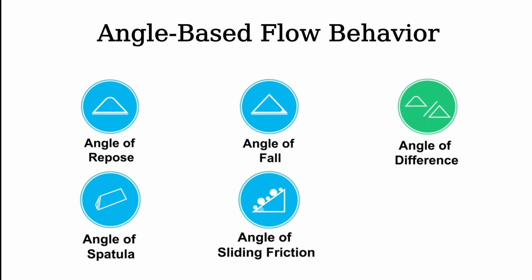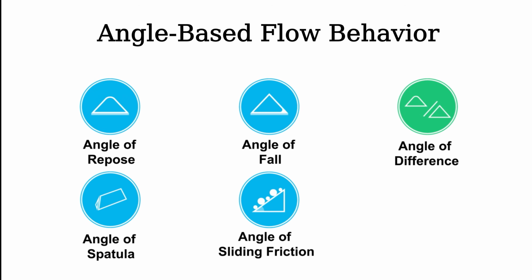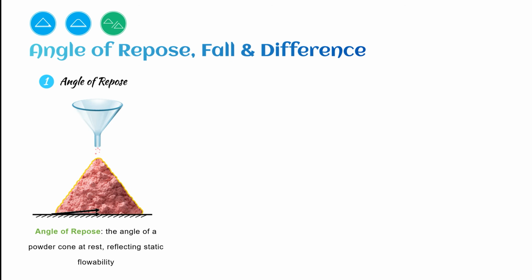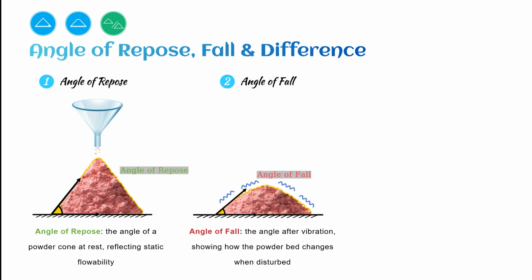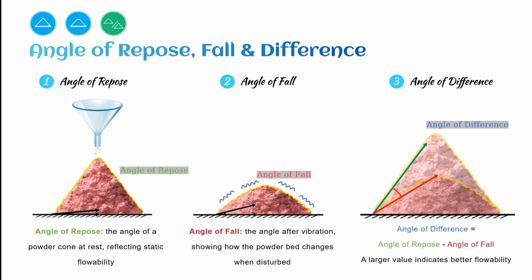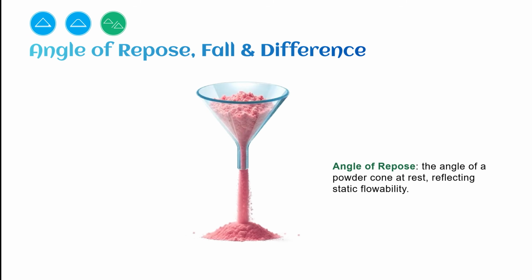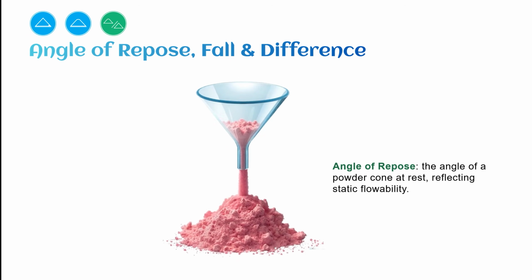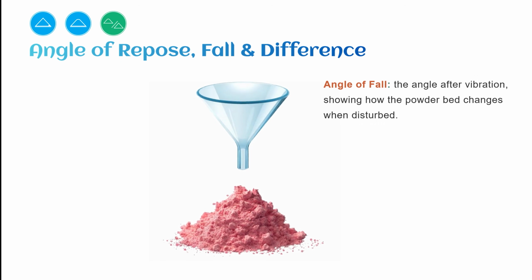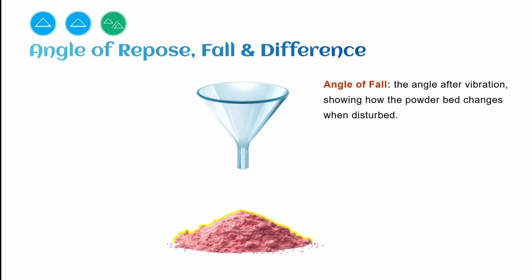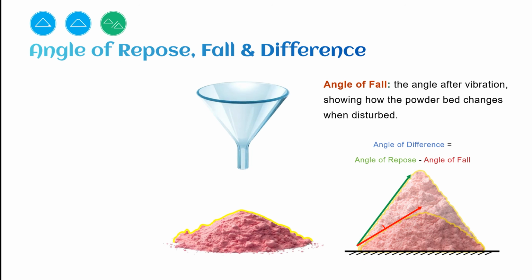Let's start with one of the most intuitive ways to understand powder flow: angle-based measurements. 3 important parameters are here: angle of repose, angle of fall, and angle of difference. Together, they show us not only how a powder forms a pile, but also how that pile responds when disturbed. The angle of repose is the angle between the freely formed powder pile and the horizontal plane. After vibration, the pile may collapse and rearrange, and the new angle is called the angle of fall. The difference between these two angles is called the angle of difference, showing how the powder responds to disturbance.